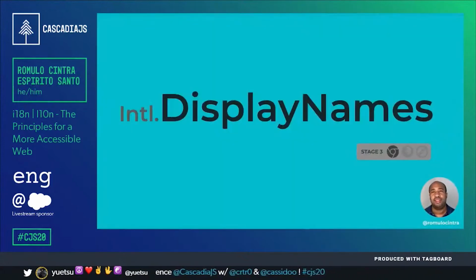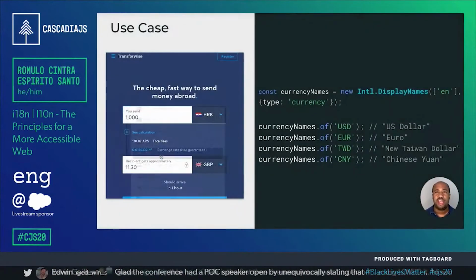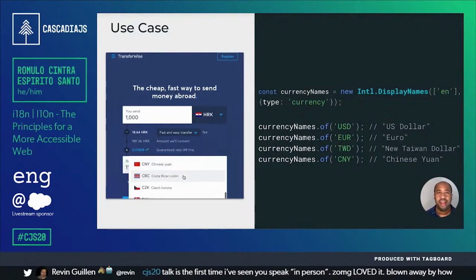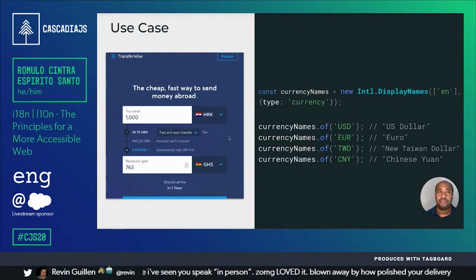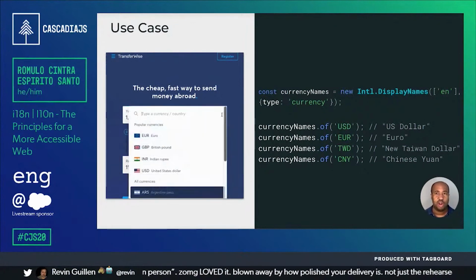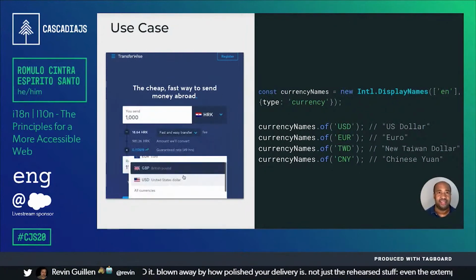Well, display names is one of my favorite ones because I'm watching very closely the evolution of this API. It's just stage 3, but it's already covering a huge amount of use cases, important use cases, and very practical. How many of you needed to have a list of currencies on your web page? Well, I think everybody that does e-commerce or any kind of transactions has this kind of necessity.